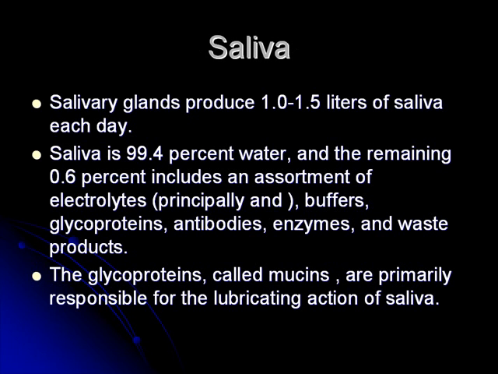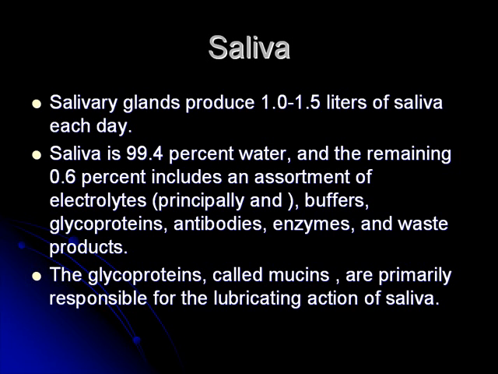Saliva is produced by these glands. Approximately 1 to 1.5 liters of saliva are produced each day. 99.4% of this is water. The remaining 0.6% includes an assortment of electrolytes, principally buffers, glycoproteins, antibodies, enzymes, and waste products.